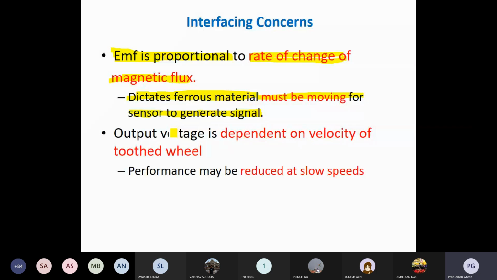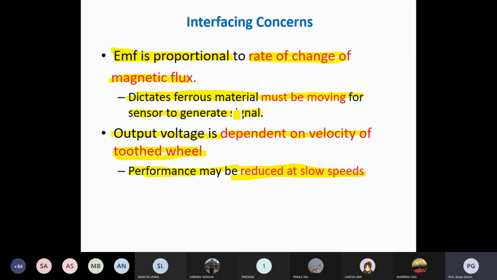The output voltage is dependent on the velocity of the tooth wheel, and that velocity you can get. The performance may be reduced at slow speed. So different options you can get. First, the EMF is proportional to the rate of change of magnetic flux. That is number one. So you can get that generated signal strength. If amplification is required, you can go for amplification, so some amplification circuit is required.